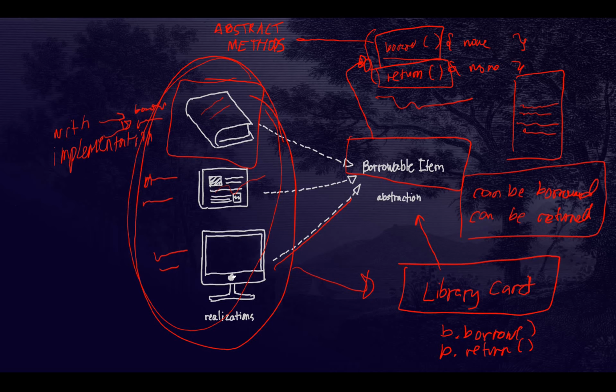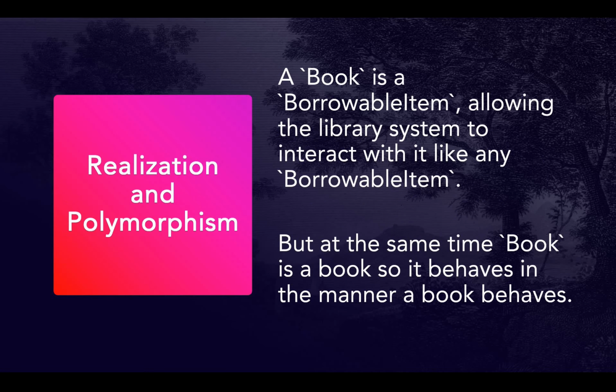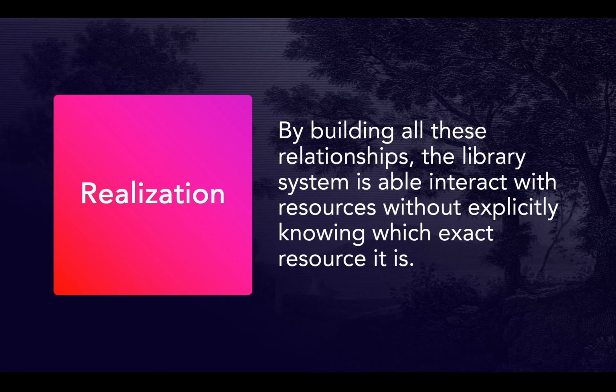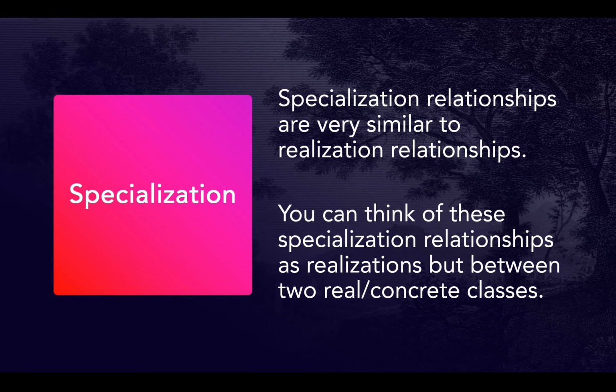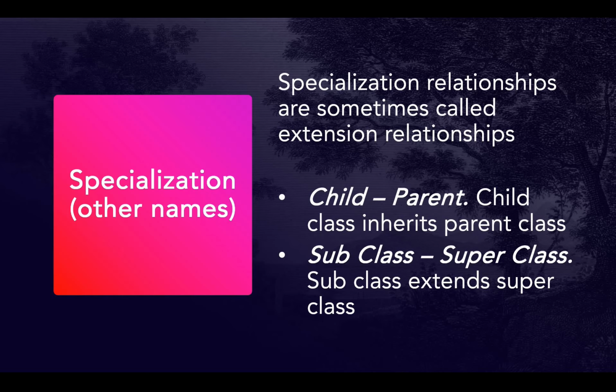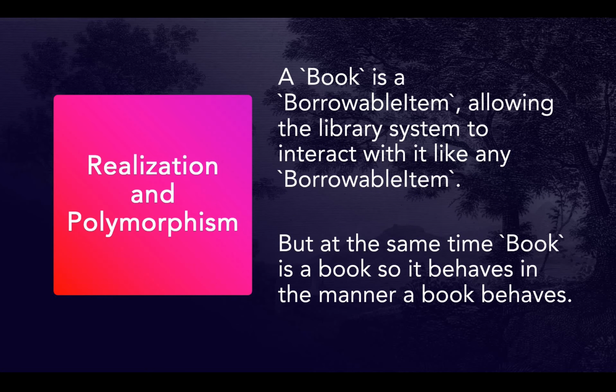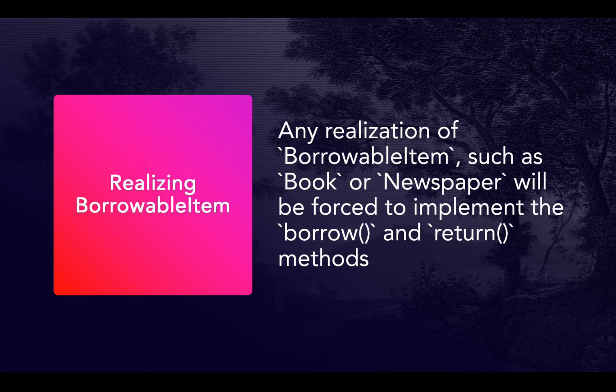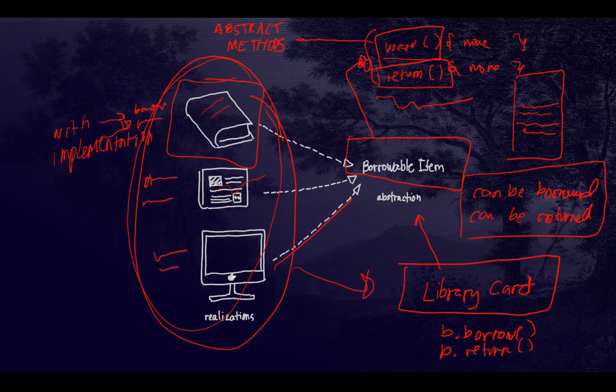And this is how realization relationships actually enable one of OOP's most important design concepts, the concept of polymorphism. So since a book is a borrowable item, oops, I think I skipped showing these things right here. Since a book is a borrowable item, it allows the library system to interact with it like any other borrowable item.